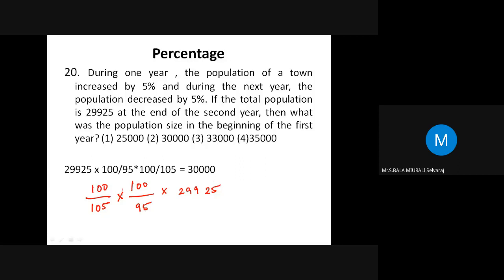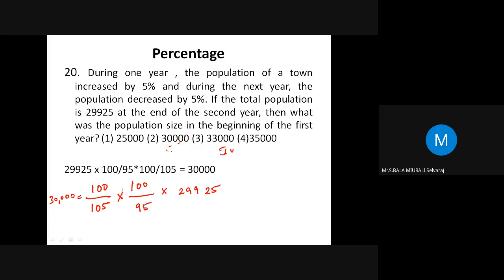What is the population size in the beginning of the first year? It is the same as the problem we worked on already. They said 50% increase and 50% decrease. Do you remember that? Yes, sir. Or you should operate like this. The answer is 30,000. If you do it like this, you will get 30,000. This is the easiest way. A little more complicated procedure is also there.